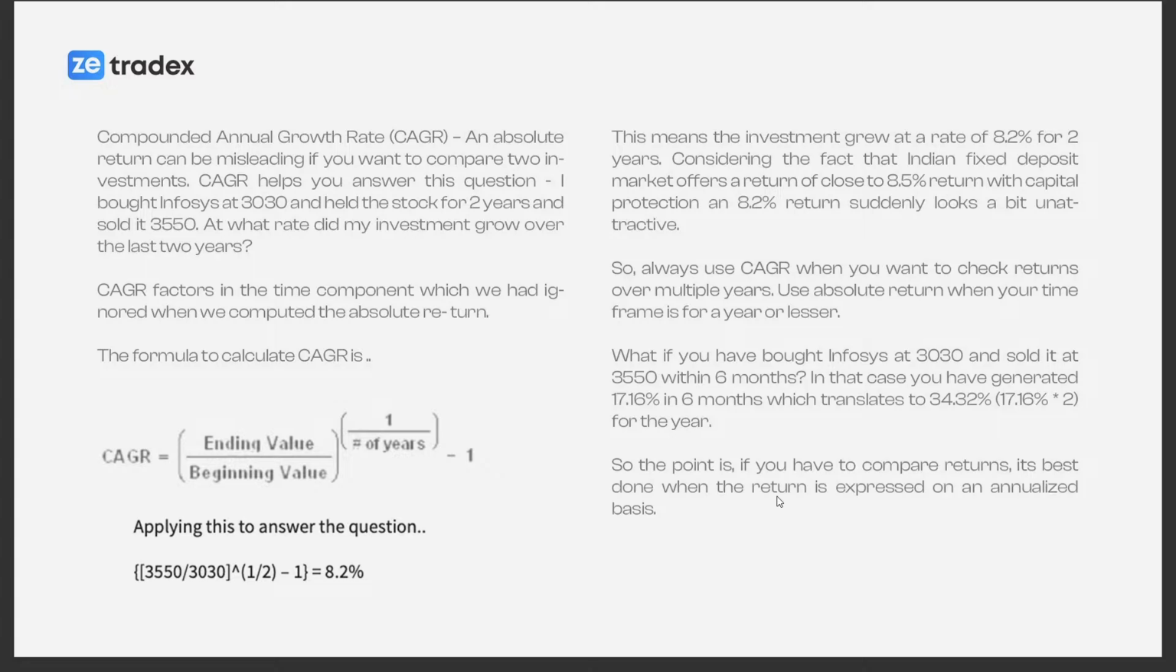So always use CAGR when you want to check returns over multiple years. And you use absolute returns when your time frame is a year or lesser.